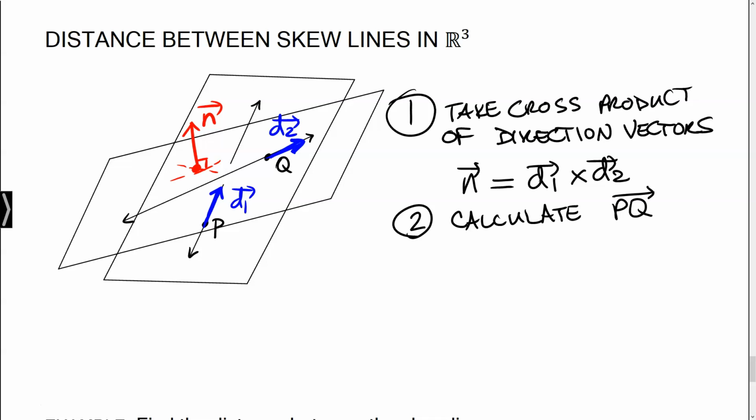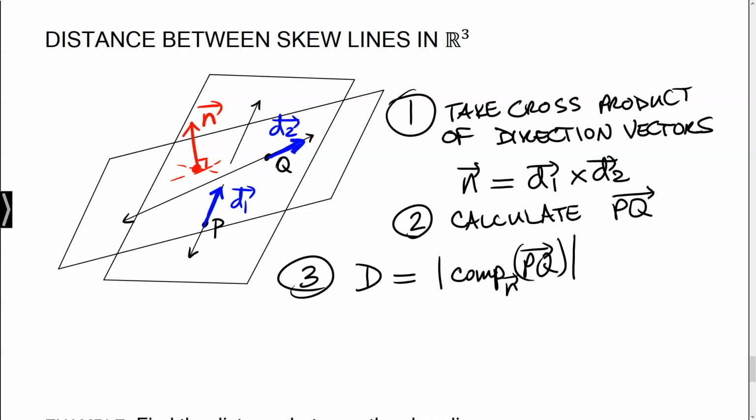And then we're going to use, finally, the distance between a point and a plane, which is given by the absolute value of the component of PQ onto n, which we remember is the absolute value of PQ dotted with n, all divided by the norm of n. I think this is the quickest way to do this. Again, there are different ways to find the distance between skew lines, but I think this is the easiest to understand, the easiest to carry out.